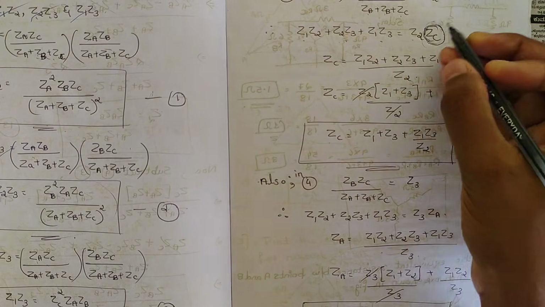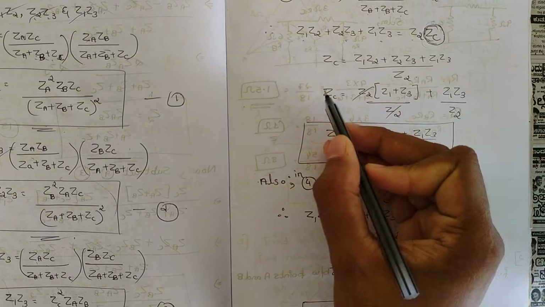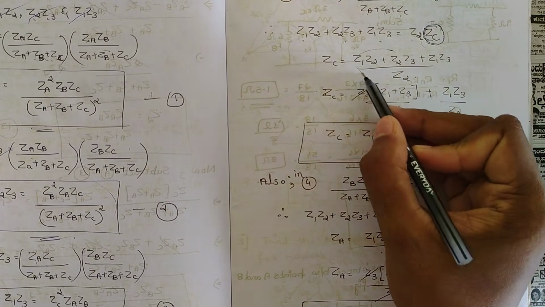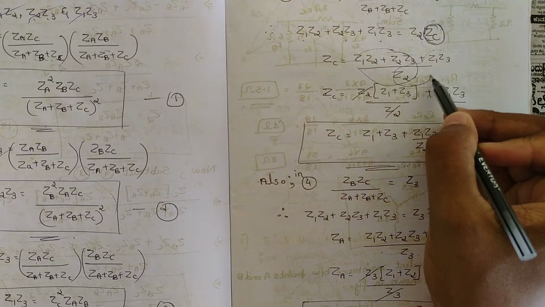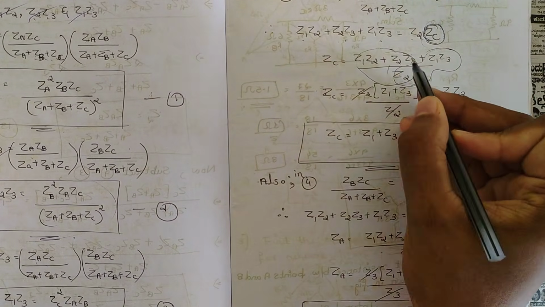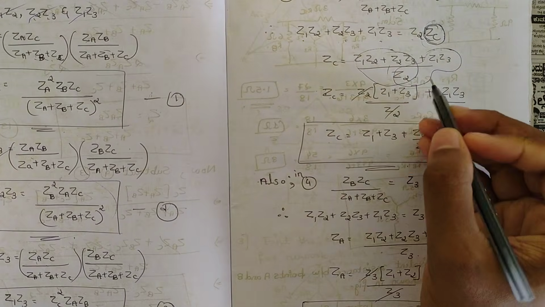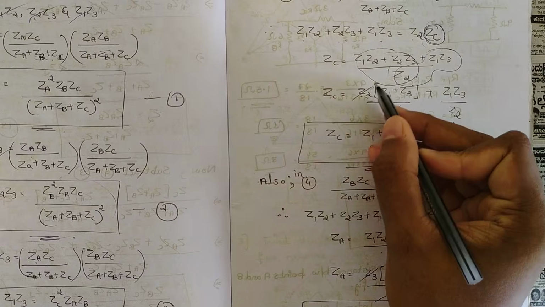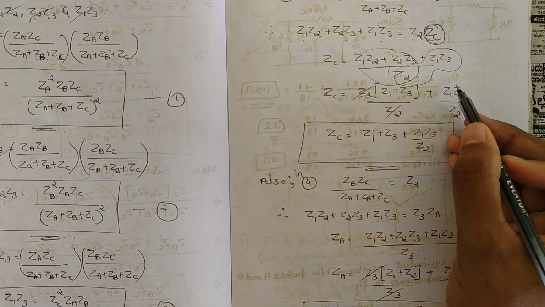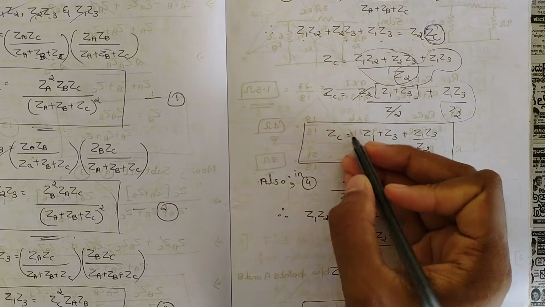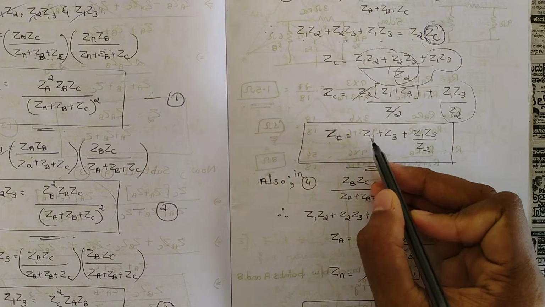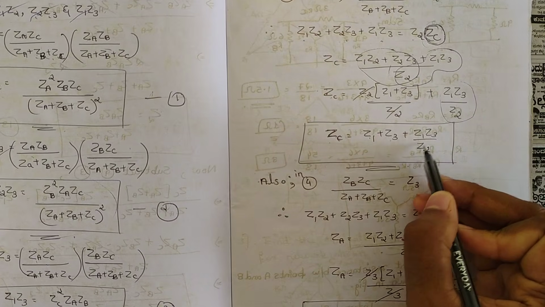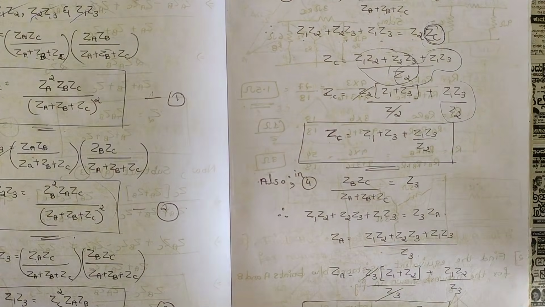ZC, keep it on one side, bring this Z2 to the other side. ZC is equal to, here in this equation we can split these two terms, this as one term and this as one term. In this term we can see that Z2 is common, take it outside. Z2 into Z1 plus Z3 is divided by Z2, so Z2 would get cancelled. This you keep as it is. So our final value of ZC is Z1 plus Z3 plus Z1 Z3 divided by Z2. This is the value of ZC.